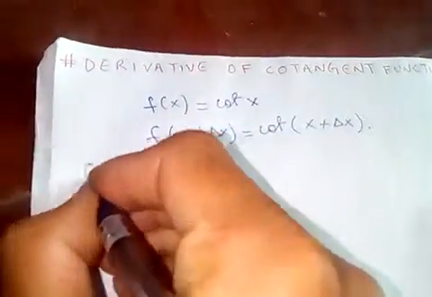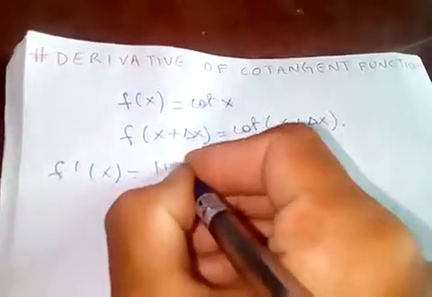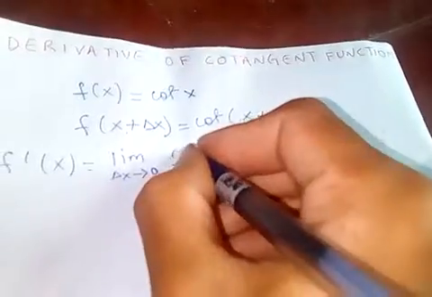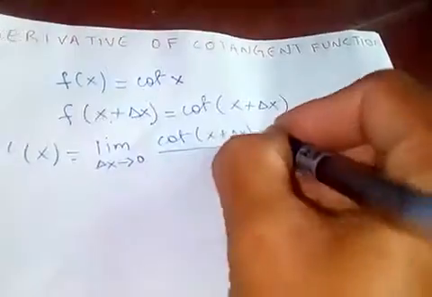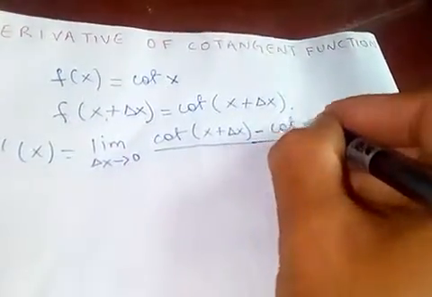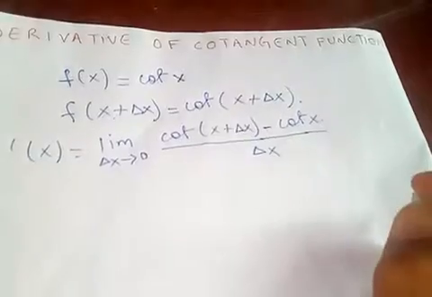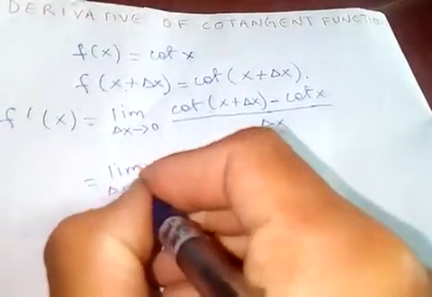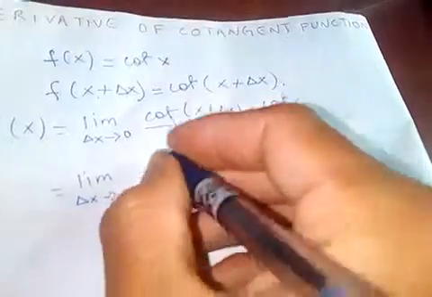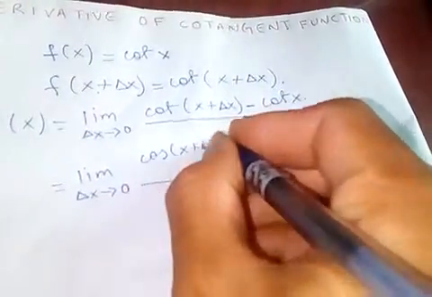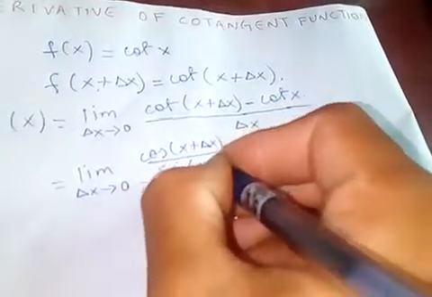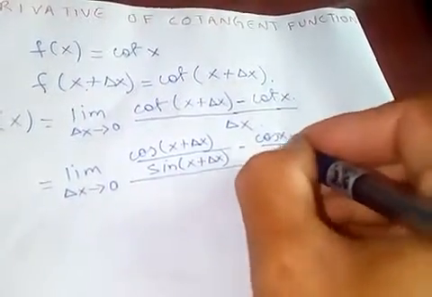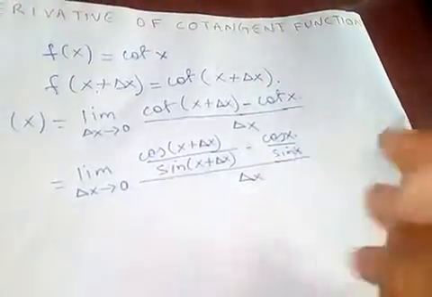Now from the definition of derivative we know f dash x is the limit as delta x tends to 0 of f of x plus delta x, which is cotangent of x plus delta x, minus f of x, which is cot x, over delta x. Now we know cot is cos over sine, minus this also cos x over sine x, over delta x.